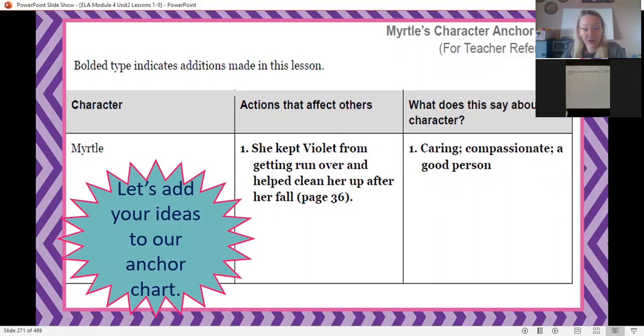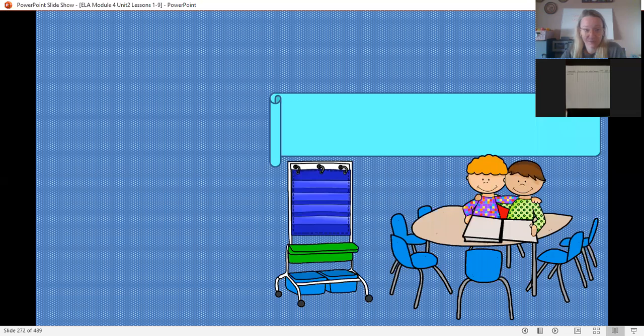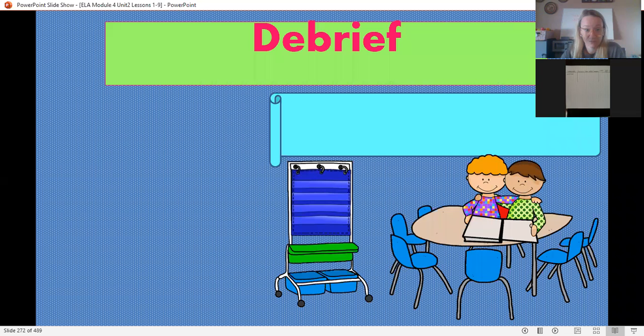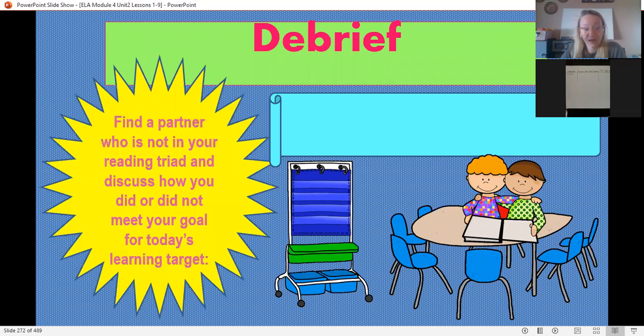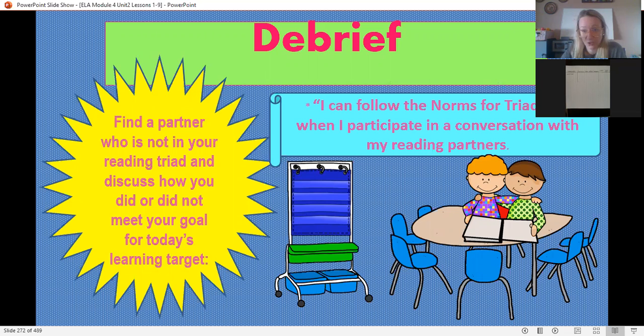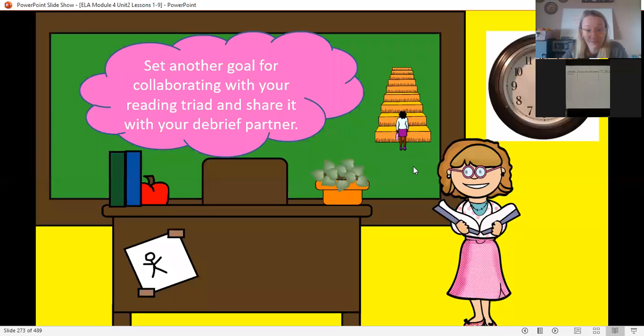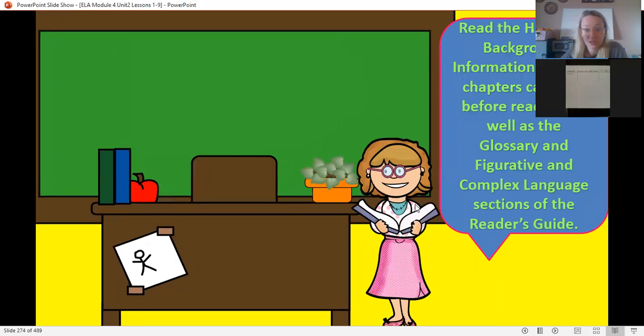Okay, great. So now we're going to add more ideas to your anchor chart. So you would find a partner who's not in your triad group, and you'd talk about today's learning target. So instead, we're just going to discuss it together. I can follow norms for triad talk when I participate in conversation with my reading partners. So hopefully you were able to come up with your answers, come up with Myrtle's actions and what it says about her character, even though we weren't able to discuss it with each other. But we can discuss it in Zoom.